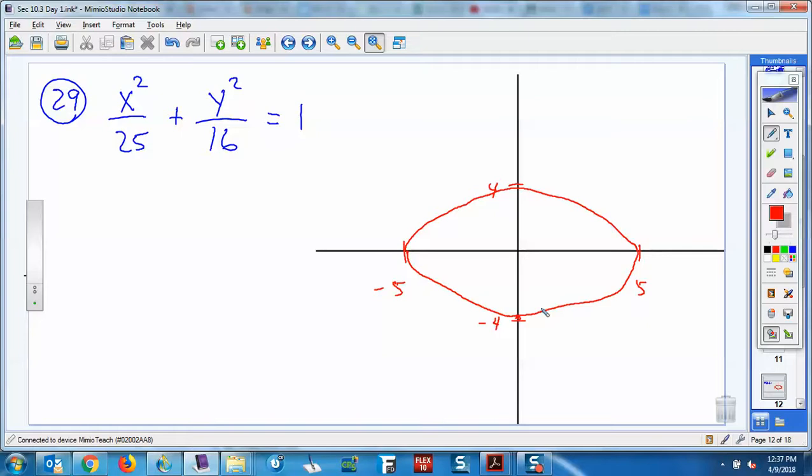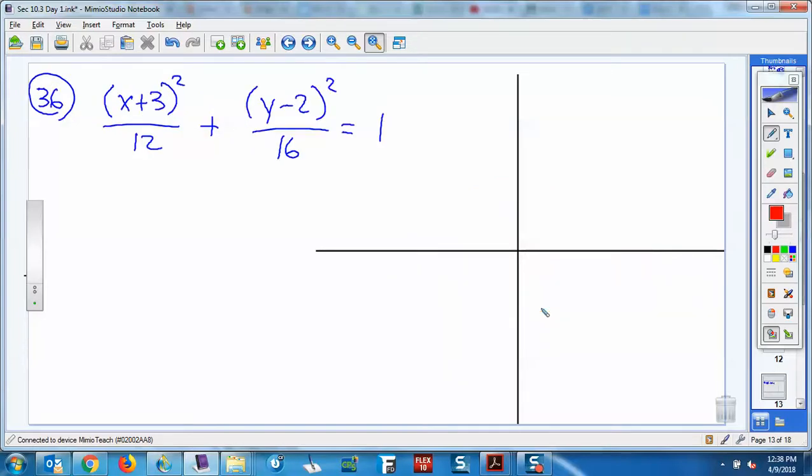Okay? Don't feel bad if yours isn't as good as mine. Actually, if yours is worse than mine, then you probably should feel bad. But just label things appropriately, right? So you're going to go 5 on the x, and 4 up and down on the y. Okay? There you go. Okay, try that one. Sketch that one real quick.